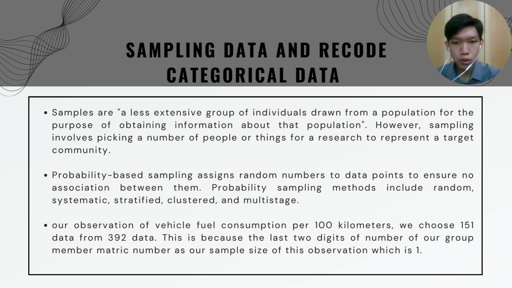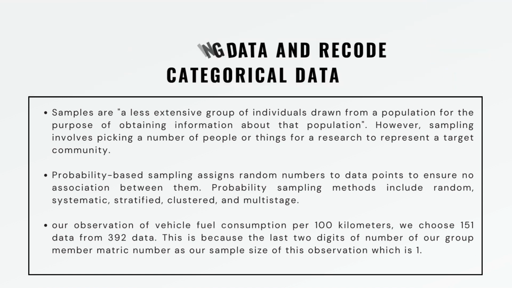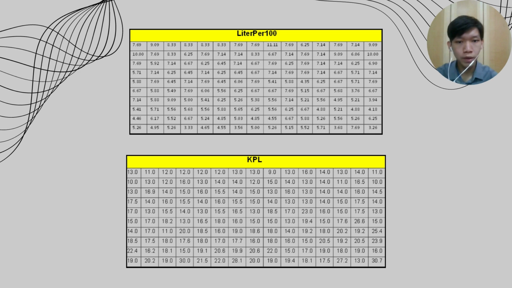For our observation of fuel consumption per 100 km, we chose 150 data points from 392. This is because the last digits of our group members' matrix numbers determine the sample size of this observation. Table 1 is the random 150 out of 392 vehicle fuel consumption per 100 kilometers. Table 2 is the random 150 out of 392 vehicle fuel consumption by travel distance in kilometers per liter.